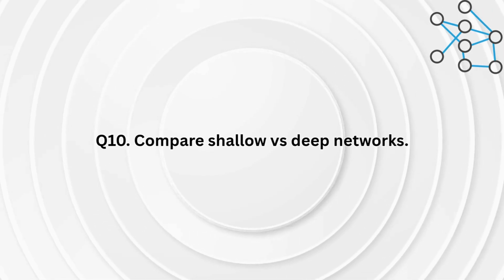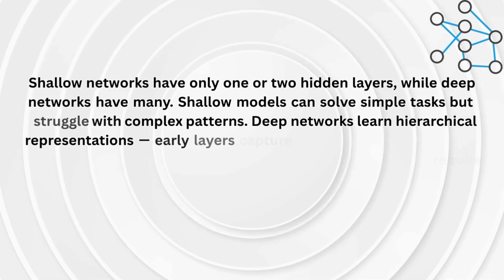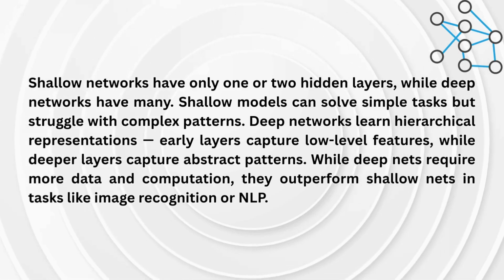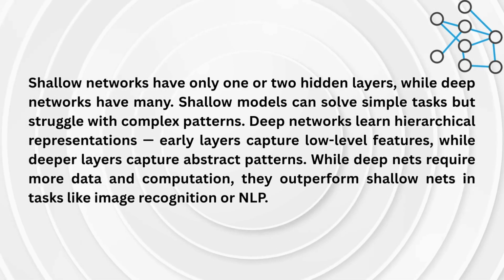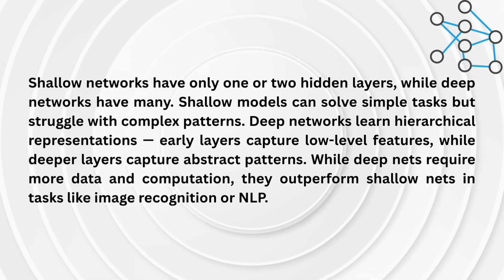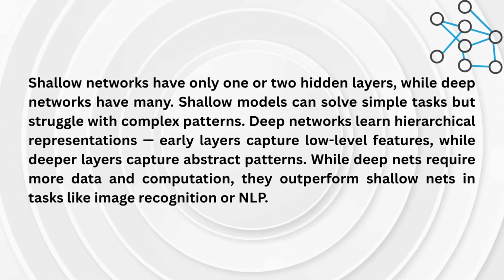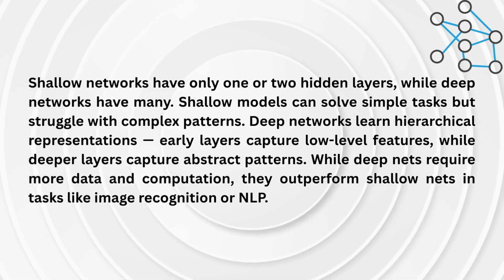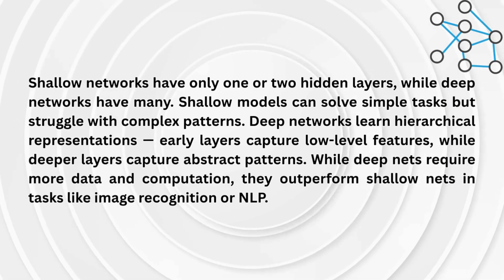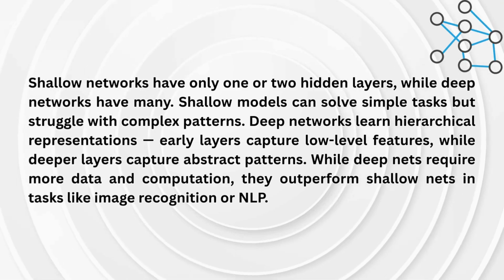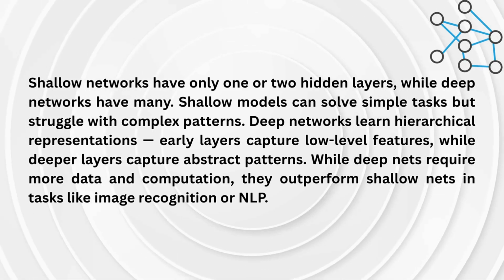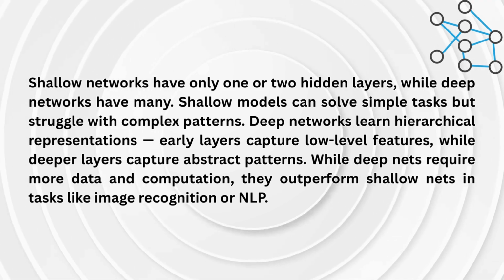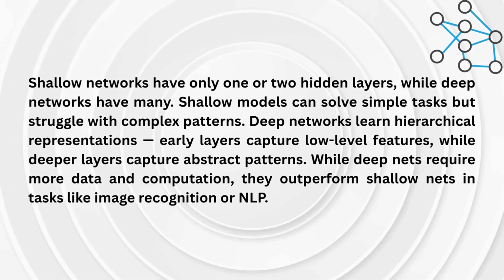Compare shallow versus deep networks. Shallow networks have only one or two hidden layers, while deep networks have many. Shallow models can solve simple tasks but struggle with complex patterns. Deep networks learn hierarchical representations. Early layers capture low-level features, while deeper layers capture abstract patterns. While deep nets require more data and computation, they outperform shallow nets in tasks like image recognition or NLP.